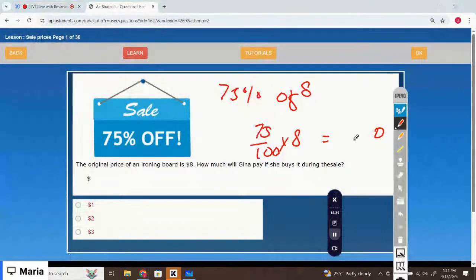75 times 8 is 600, divided by 100 equals 6. So the original price is 8. So the sale price is original price minus the discounted price. So 8 minus 6 is 2. Option number 2 is the correct option. That is $2.